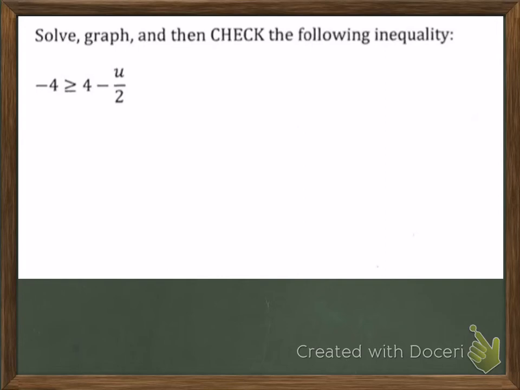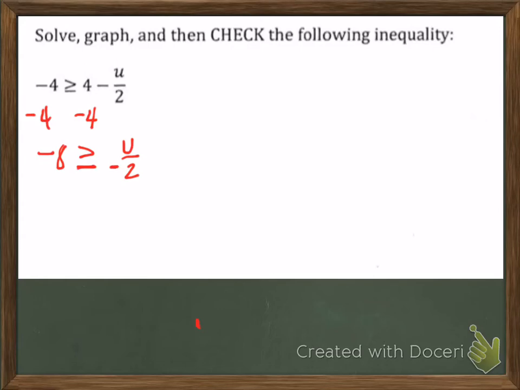So we're going to solve our inequality here and then show a check for it. I'll take you through the checking process. The first thing I'm going to do is subtract 4 from both sides. I want to get my constants to one side there. So I get -8 is greater than or equal to -u over 2, or u over -2, which would be the same idea here. If you prefer to write that way, I think that's easier to think about.